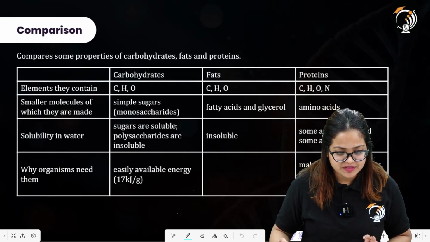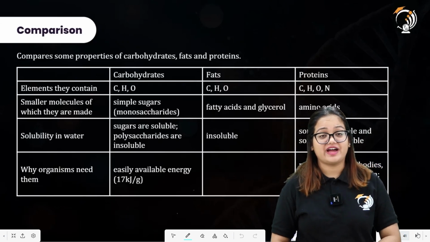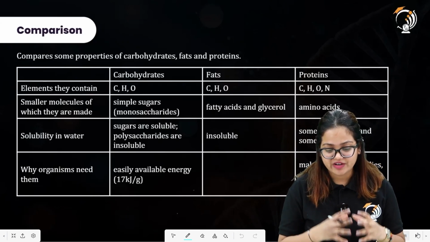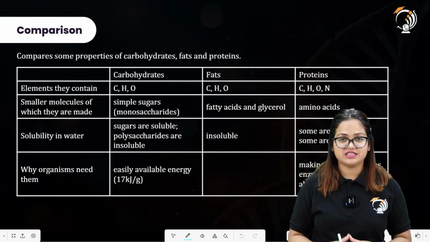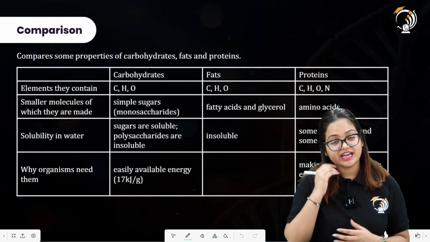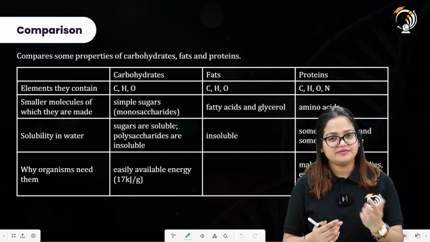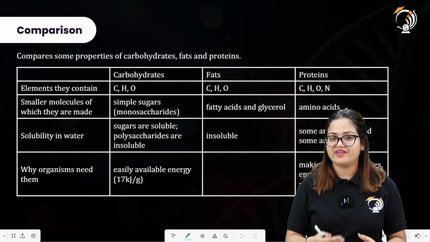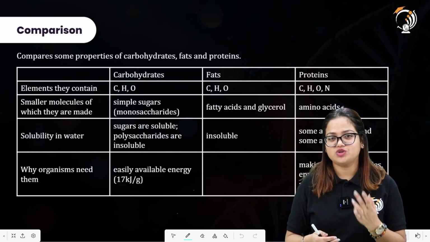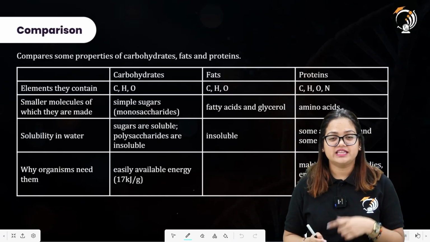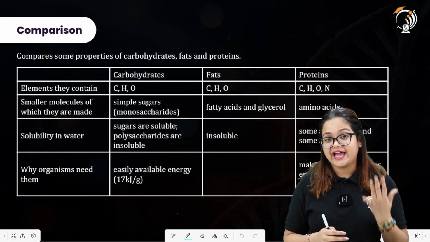The table compares some properties of carbohydrates, fats, and proteins. We have carbohydrates, fats, and proteins in different columns. Talking about the elements that they contain, you can verbally tell that carbohydrates have carbon, hydrogen, oxygen. Talking about fats, they also have carbon, hydrogen, oxygen. Talking about proteins, they have carbon, hydrogen, oxygen and nitrogen.